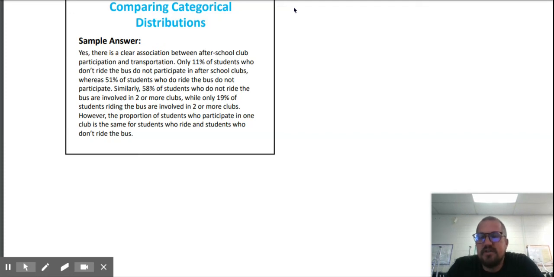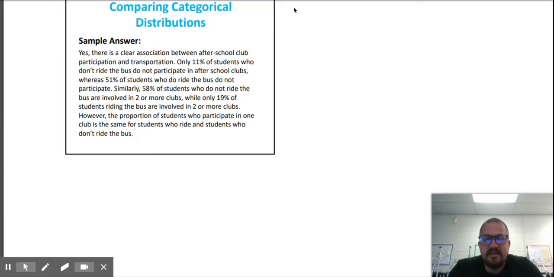The proportion of students who participate in one club, however, is the same for students who ride and students who don't ride the bus. So there we've compared all 3 areas. We compared students riding the bus or not with the 2 or more clubs, with 1 club, and with none. And we've noted the difference between each one. So in this section, the goal is basically going to be to look at those things such as a bar graph, a pie chart, a two-way table, and answer questions on those, and then be able to write a response.